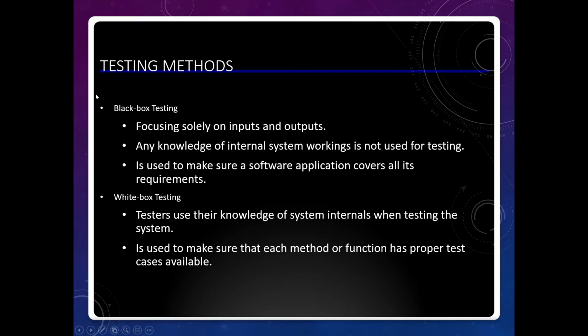Testing methods. You might hear black box testing and white box testing. Okay, so what is black box testing? That's focusing solely on inputs and outputs. If I put in 7 and 3, it's going to take 7 plus 3, which is 10, multiply it by 7, and get the answer 70. I don't care how it does it in the code. All I know is if I put this set of inputs in, I better get this set of outputs out.